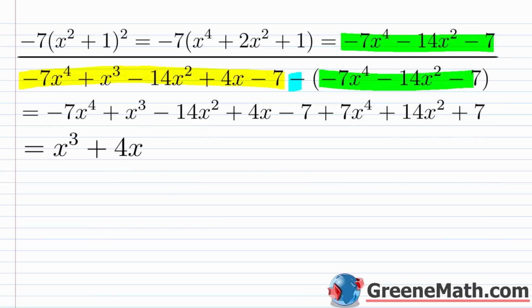So now you're just going through and combining like terms. That's all you have to do. Negative 7x to the 4th power and then plus 7x to the 4th power, those are going to go away. You have x cubed here. That's going to go right there. There's nothing to combine with that. You have negative 14x squared and plus 14x squared. That's going to go away. You have plus 4x, nothing to combine with that. Then you have negative 7 and then plus 7. So that's gone. So at the end of the day, this is going to be equal to x cubed plus 4x. Let me put a dot there just to match up with that.